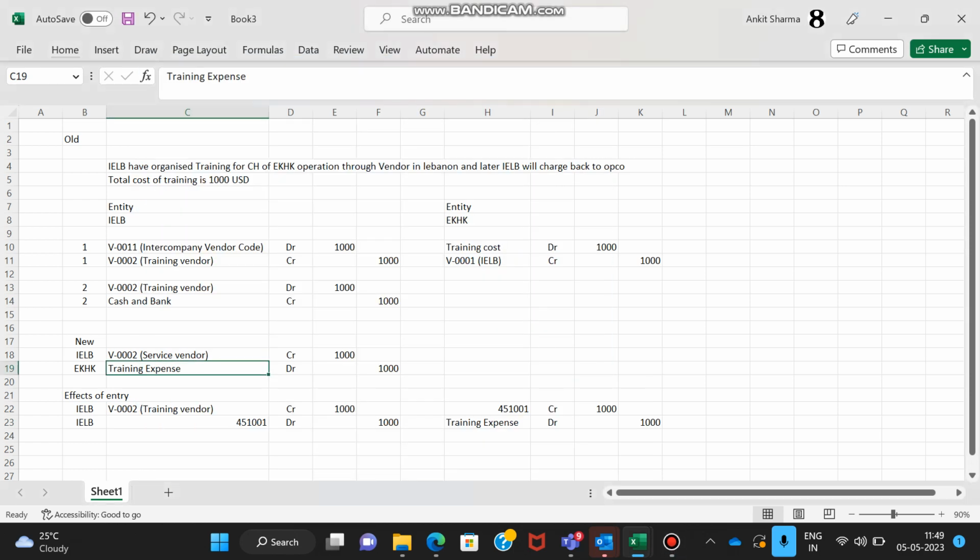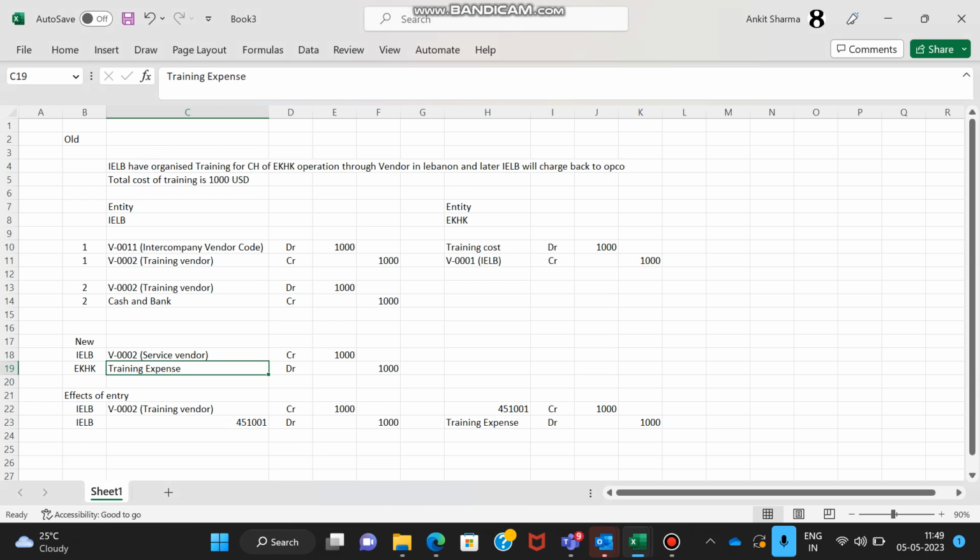Hello everyone. In this video, we shall see how to account for the transaction for the expenses incurred by a head office, and later on those expenses are charged back to the Opco. So with the new method of intercompany accounting, we shall see how this nature of transaction would be accounted in the system. So I'll first walk you through the setup.